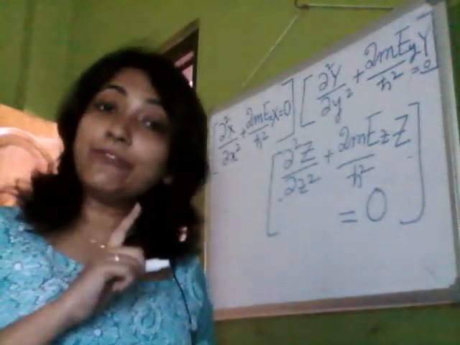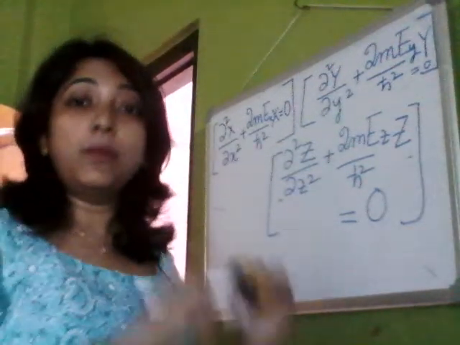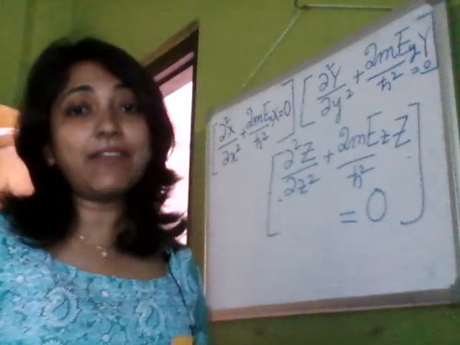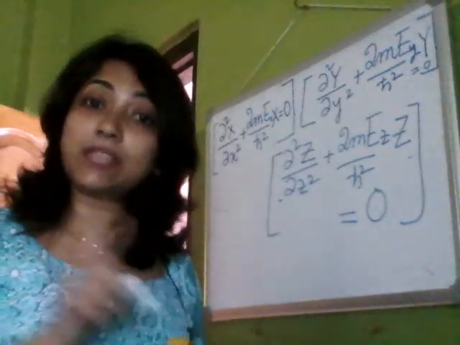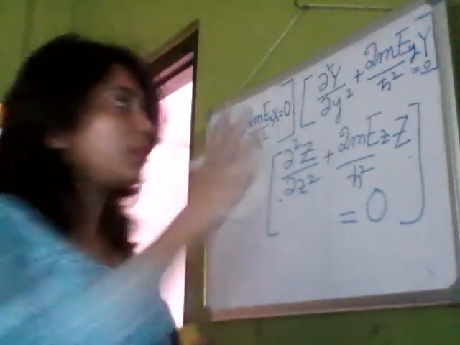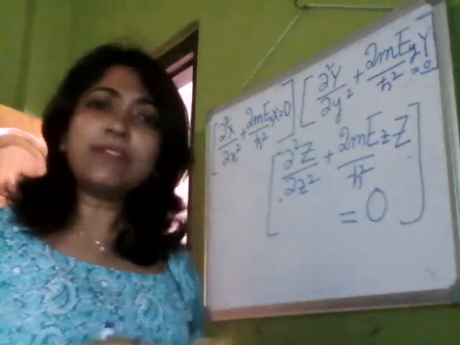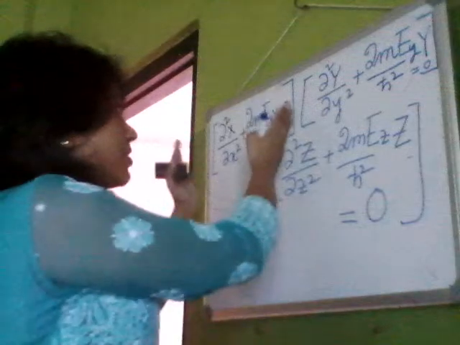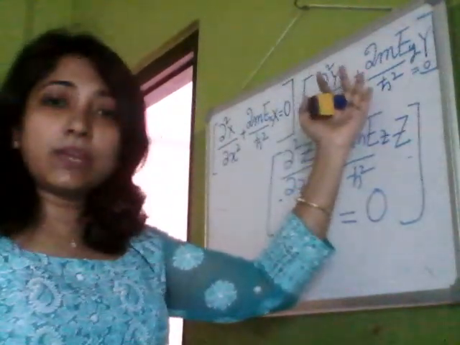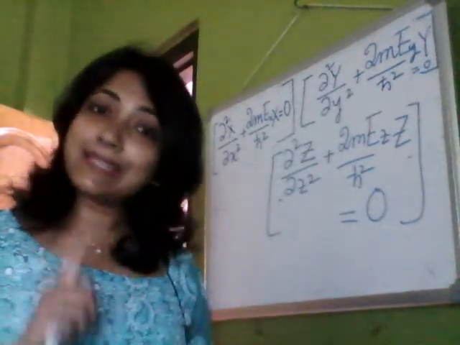So beginning from the three-dimensional Schrodinger equation for the potential box that we defined, we have separated the variables, which variables? X, Y, and Z. And now we are having three separate equations to solve for. So it will be much easier for me to solve an equation where I have only the variable X, another equation with only the variable Y, and the third equation with the variable Z.